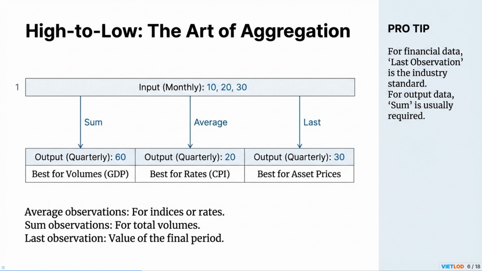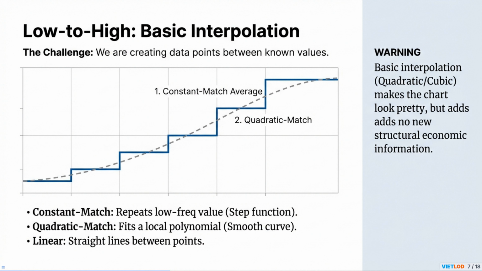Finally, if it's an asset price, like a stock price, the industry standard is to use the last observation of the period, which is 30. This method is best for asset prices or other stock variables. A pro tip for financial data is that last observation is the industry standard, while for output data, sum is usually required. In summary, average observations are for indices or rates, sum observations are for total volumes, and last observation is for the value of the final period.